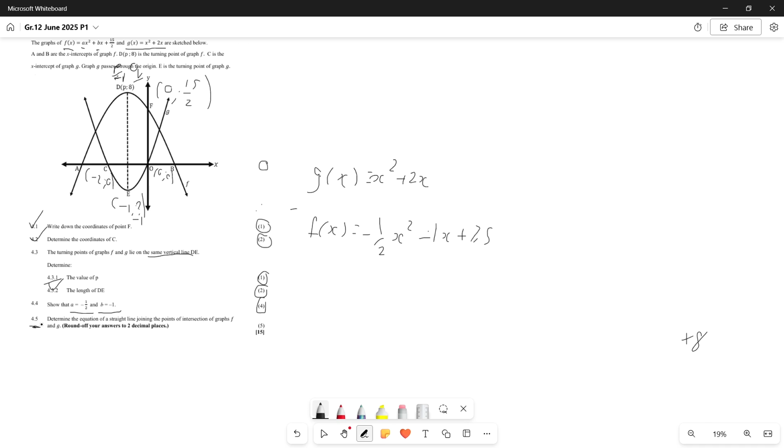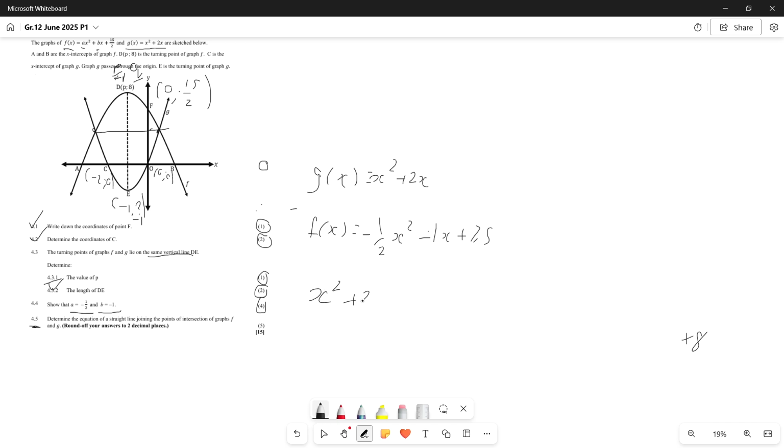So what they want from us for 4.5 is to determine the equation of a straight line joining the points of intersection of graphs f and g. Points of intersection are over here and over here. So we want a straight line going through these. And we need to round off our answers to 2 decimal places. So that means 5 marks is some sort of simultaneous equation, or making these two things equal each other, because we are going to have some sort of quadratic going on here. The reason we make them equal is because those are the only 2 points where these 2 graphs touch each other, which means that the y's equal each other, and then we can solve for it from there.